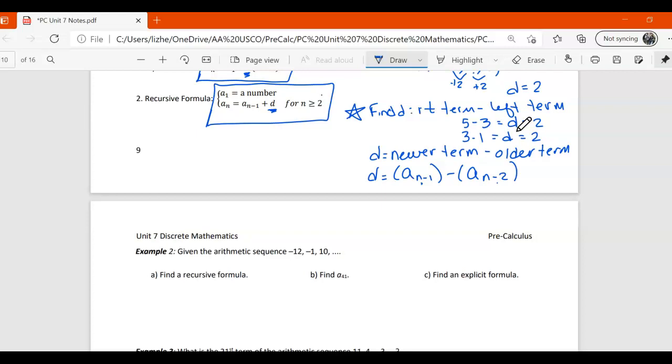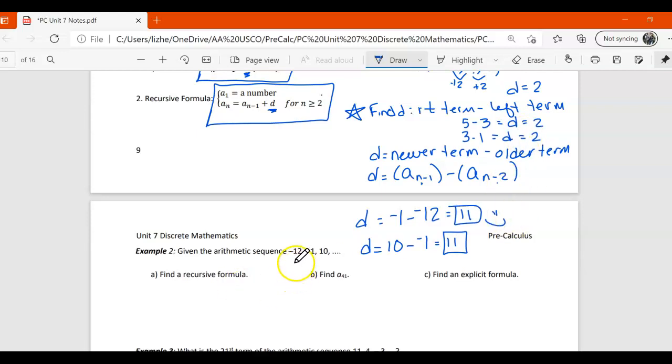So in order to find these formulas, or to find a 41, we have to find D. And so we're going to go D equals 10 minus -1, which gives me 11. So that's my D. You can check it, do the next one. -1 minus -12, that still gives me 11. So I'm happy, I got the same number. So I have my D value.